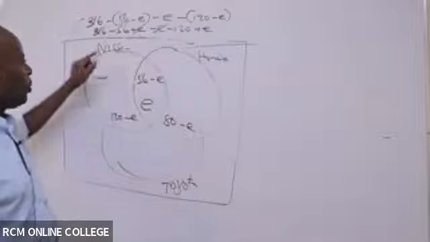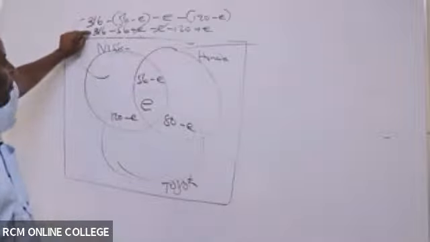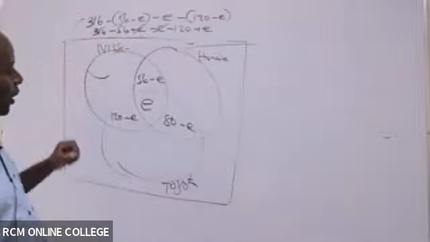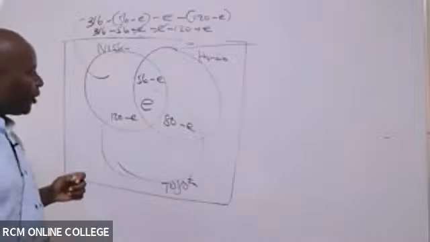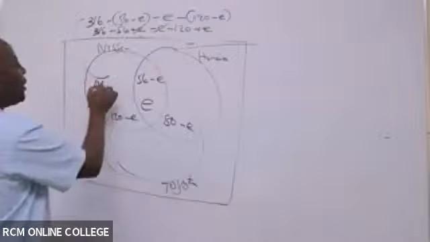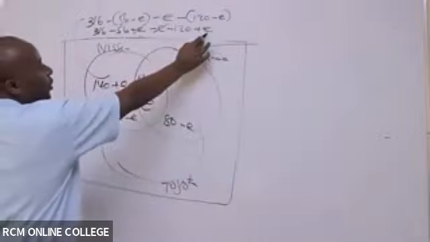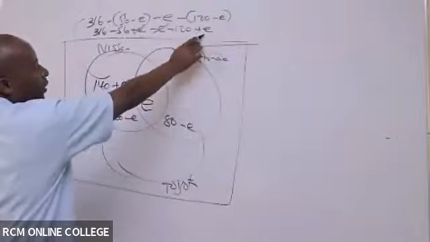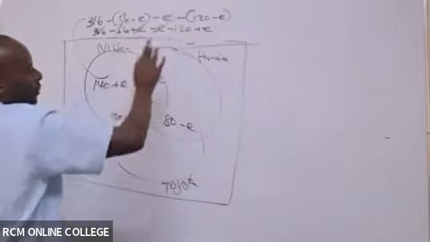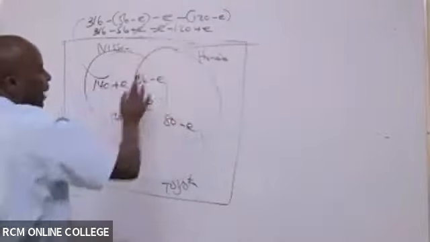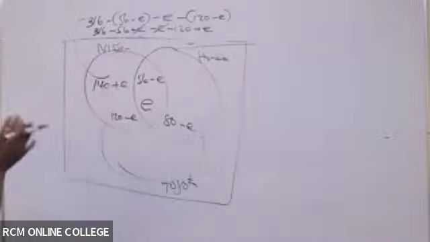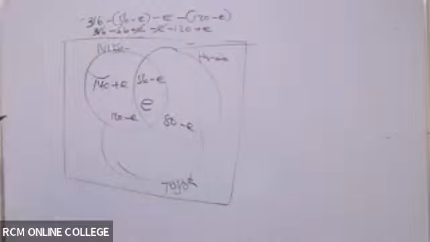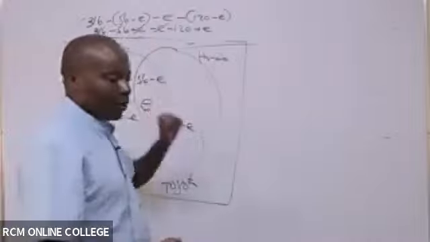Is there somebody who is able to combine this? 316 minus 56 minus 120. Is there anybody who is able to give me that figure? 140, right? So then this will be 140 plus E, because you see this is not dissolved. This E remains. It is this plus E minus E that disappears. So this section here becomes 140 plus E. Now from there, I'm left with those two.